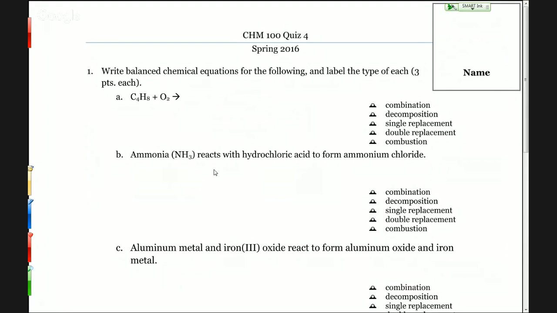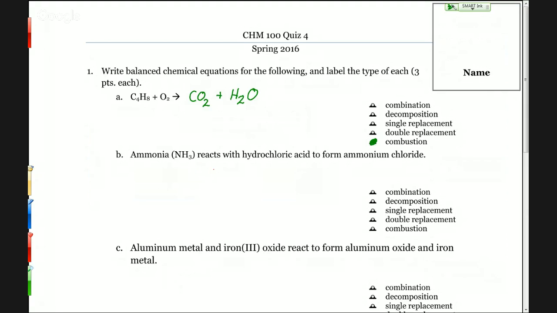So we have to write some equations here. In the first case, it's a little tricky because it doesn't tell you what the products are. So how do you figure out the products? Right. So you recognize that this is a hydrocarbon plus oxygen. So that's a combustion reaction. So getting the type actually helps you figure out what the reaction is going to be. So that means we must have CO2 plus H2O. And then we have to balance it.